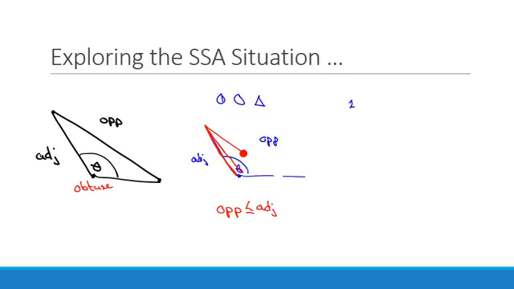The second situation is that there would be 1 triangle, and for that to occur, the opposite has to be larger than your adjacent. So again, here we go. There's my angle. The opposite side has to be longer than that adjacent to actually make that happen. So the opposite is greater than the adjacent.